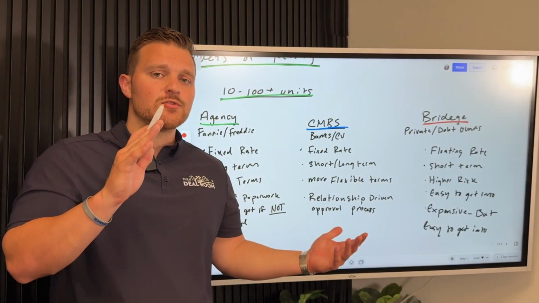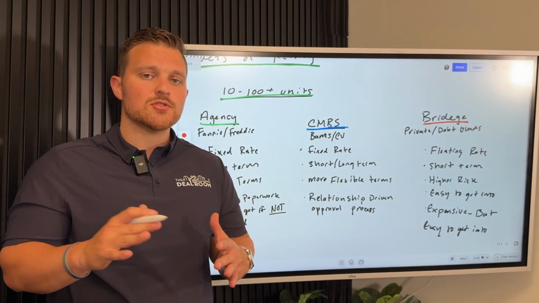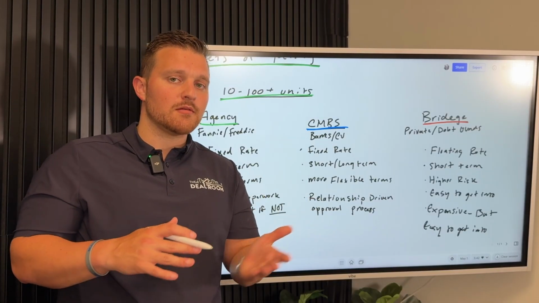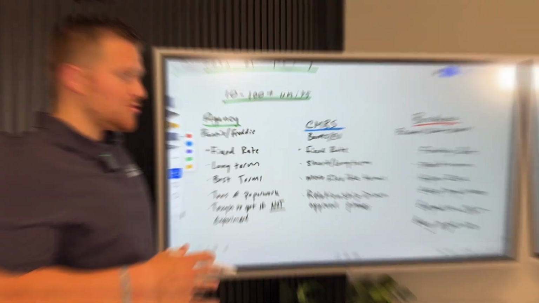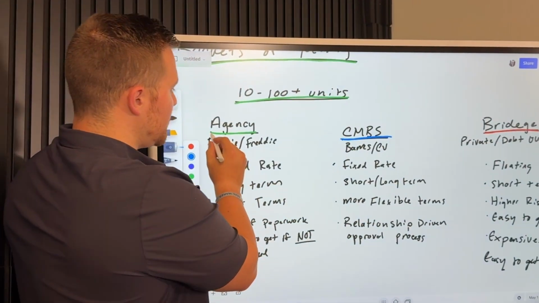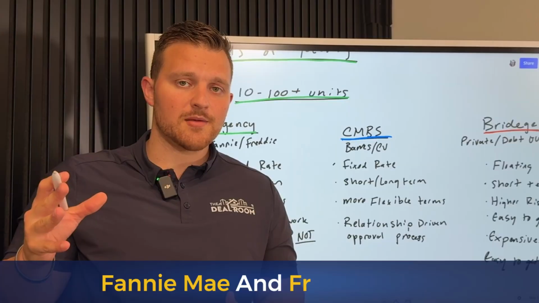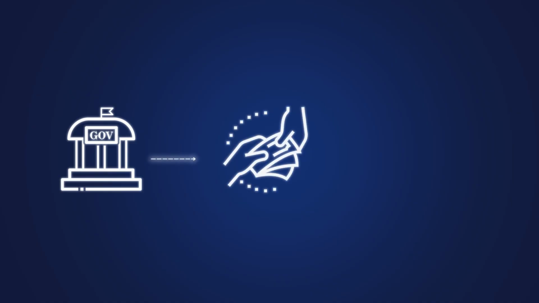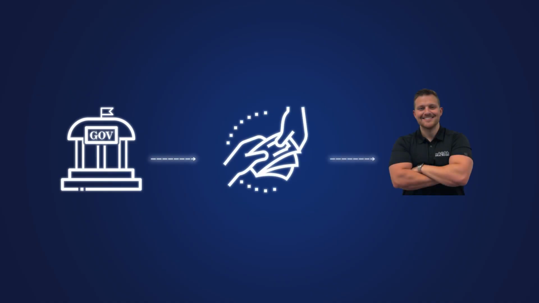And now moving into the 10 to 100 unit range, this is just conventional multifamily lending. Anything over $1 million and up to really $100 million is generally going to fall under one of these 3 buckets. And so the 3 buckets, we have agency debt. This is essentially Fannie Mae and Freddie Mac. This is a government sponsored enterprise, meaning the government funds a certain amount of loans every single year and gives it to borrowers like us.